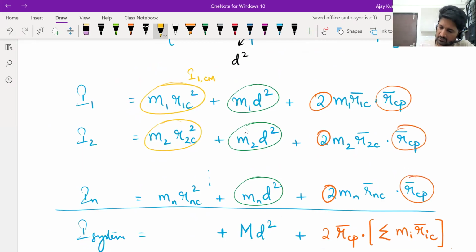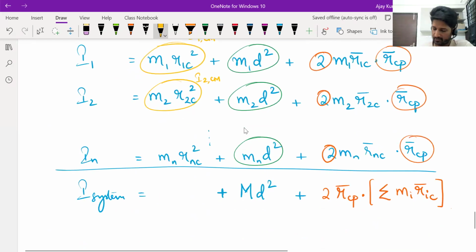This term is moment of inertia of second particle about axis passing through center of mass, and so on. When you add all of them, you get total moment of inertia of the system about an axis passing through its center of mass. Is this clear to all of you, all three terms, how we have added? Any doubt in this?